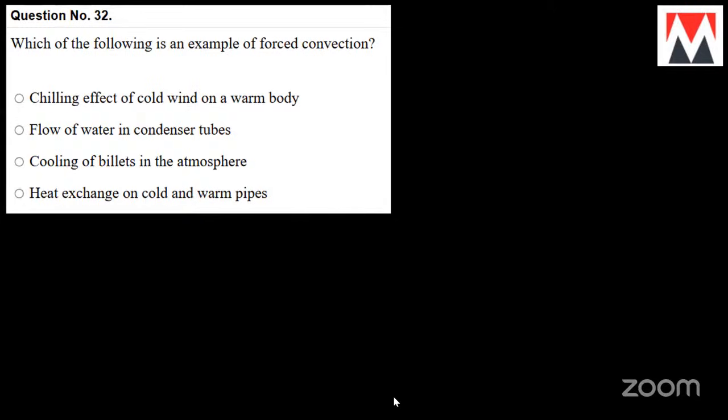So let us see this question. Which of the following is an example of forced convection? The chilling effect of cold winds on a warm body is not. Cooling of billets in the atmosphere is not. Generally, in industries, for cooling these billets they use very big stand fans. That is forced convection, but cooling billets in the atmosphere is not. Heat exchange on cold and warm pipes is not. So your answer is B.